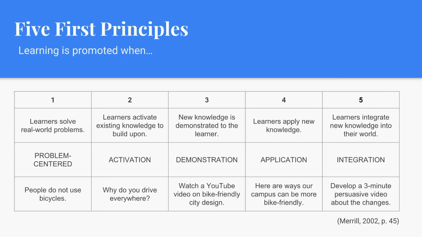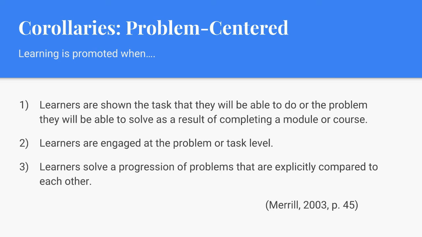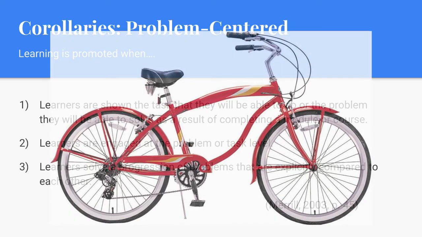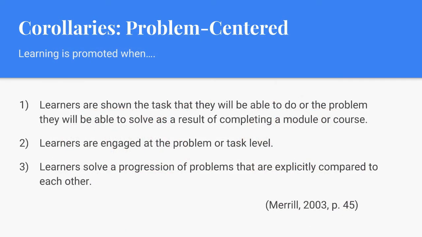The first principle relates to this type of instruction, problem-centered. In the first principle, Merrill describes that learning is promoted when learners solve real-world problems. The 3 corollaries listed on the screen describe further ways in which problem-centered learning can occur. So let's imagine that an instructor wants learners to think about urban planning and how it can help solve transportation problems or ecological issues. Following the 3 corollaries, the instructor might invite learners to consider a city which wants to encourage residents to use bicycles in order to decrease congestion on the roads and cut down on emissions.